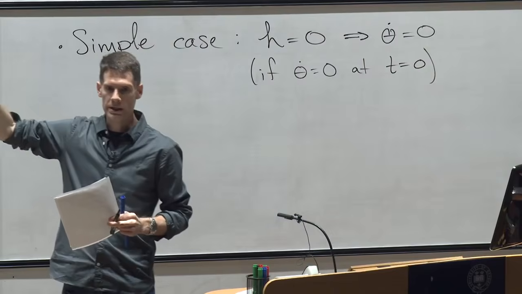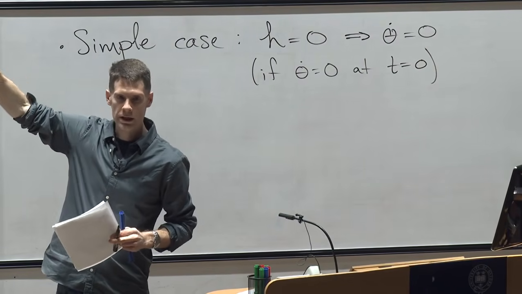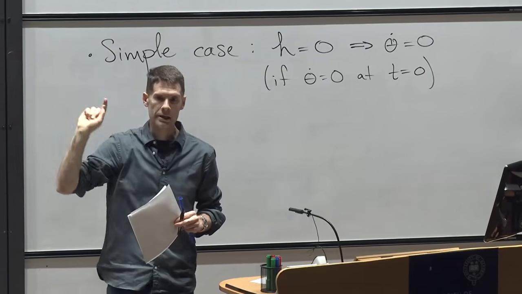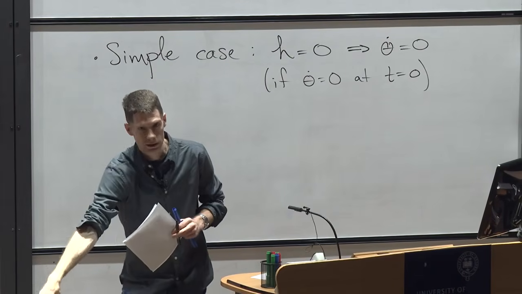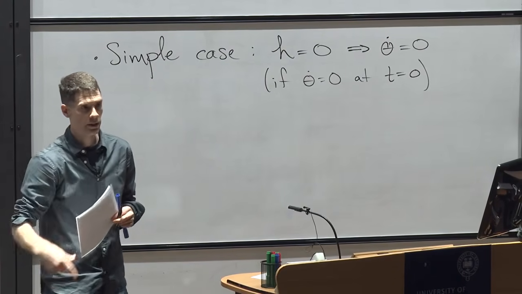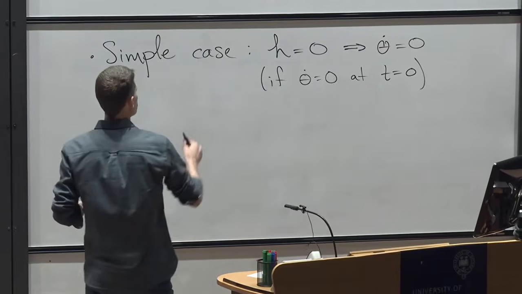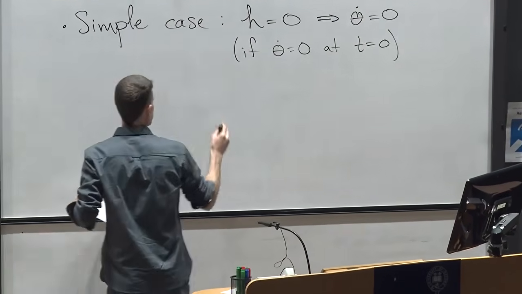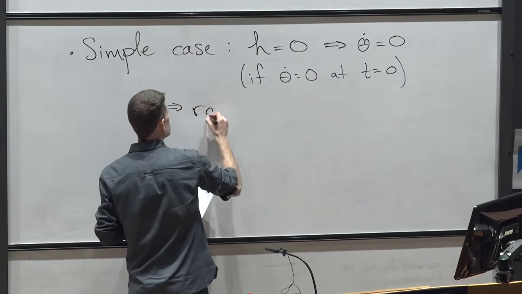So I have an object far from the sun, and I just let it go from a stationary position. It's going to have no angular component. It's just going to go straight towards the sun. That's going to be a radial path, right? So theta dot is 0 and h is 0, then we get a radial path.